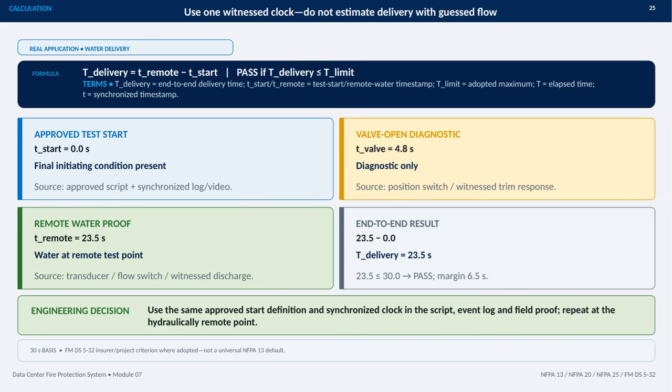The engineering decision is to use the same start definition and synchronized clock in the test script, event log, and field proof, then repeat the test at the remote point. Finally, note that the 30-second basis comes from FMDS 5-32 when adopted by the insurer or project. It is not a universal NFPA 13 default.